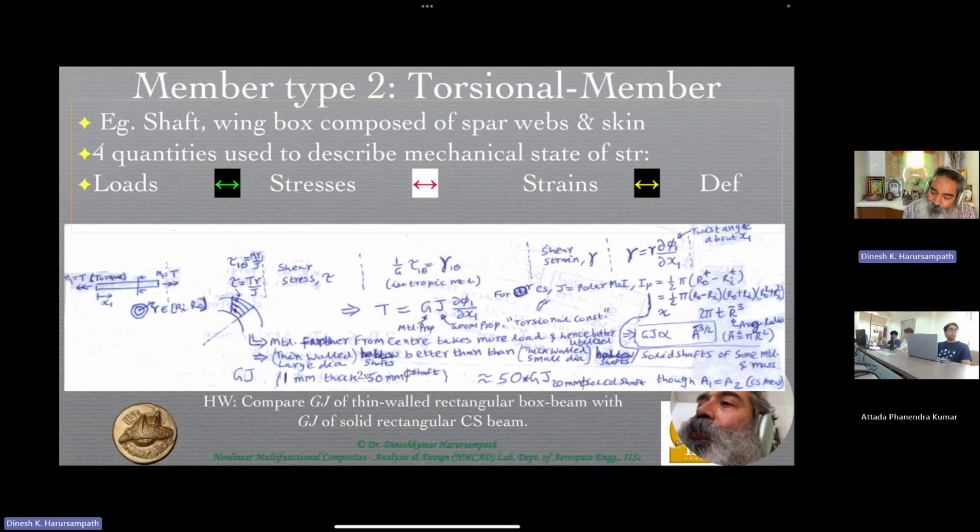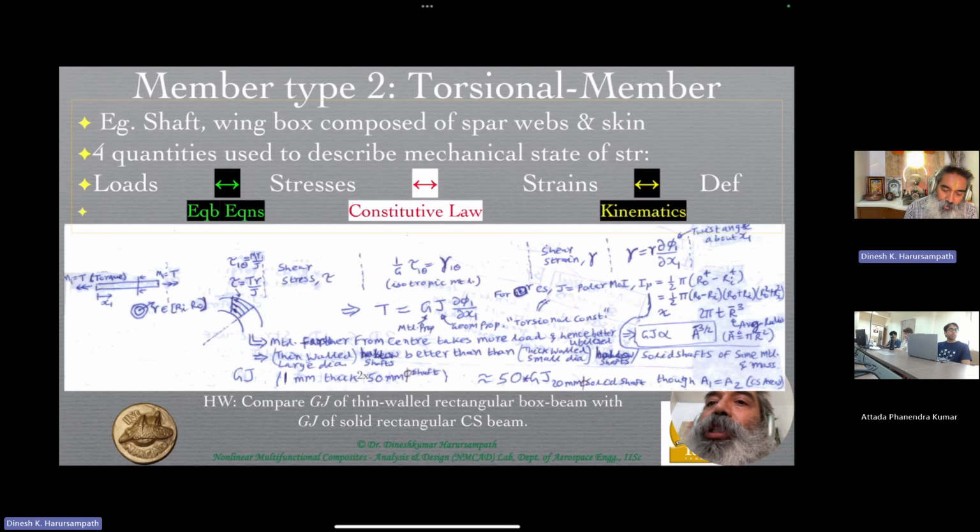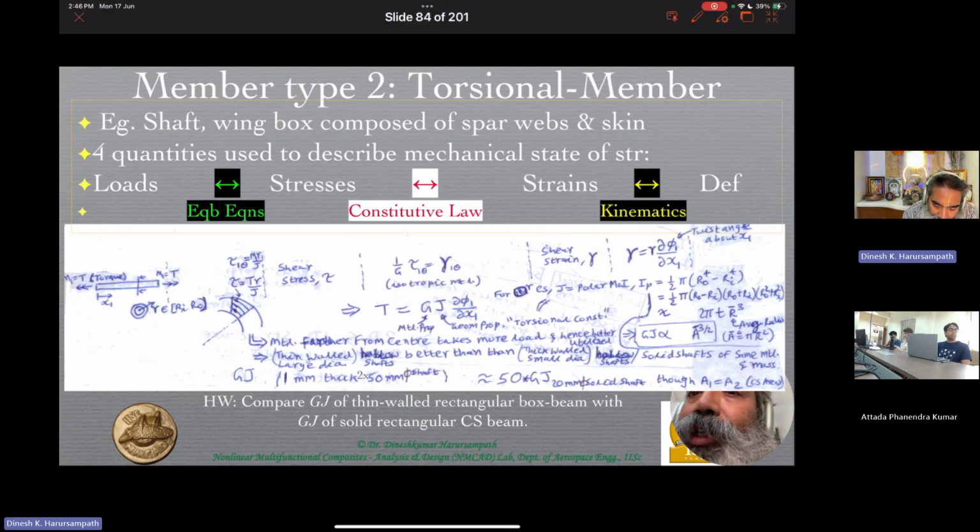The next step is to relate those four in terms of these three equations, namely the equilibrium equation, the constitutive law, and the kinematics. As far as the equilibrium equation is concerned, once again, it is essentially equilibrating, which is based on Newton's third law principle. So you will see that the total moment coming from all the shear stress acting throughout the structure has to come out to this.